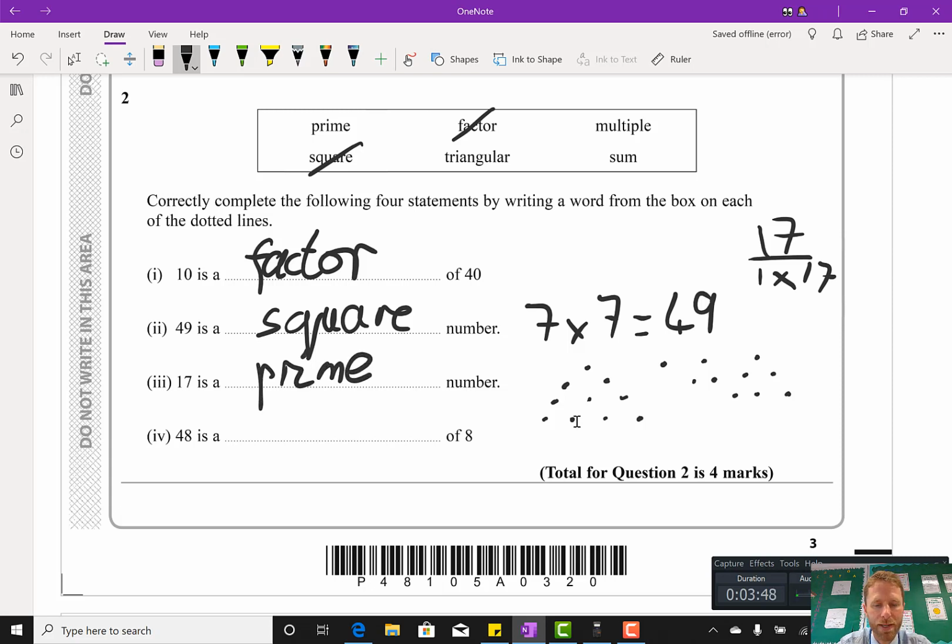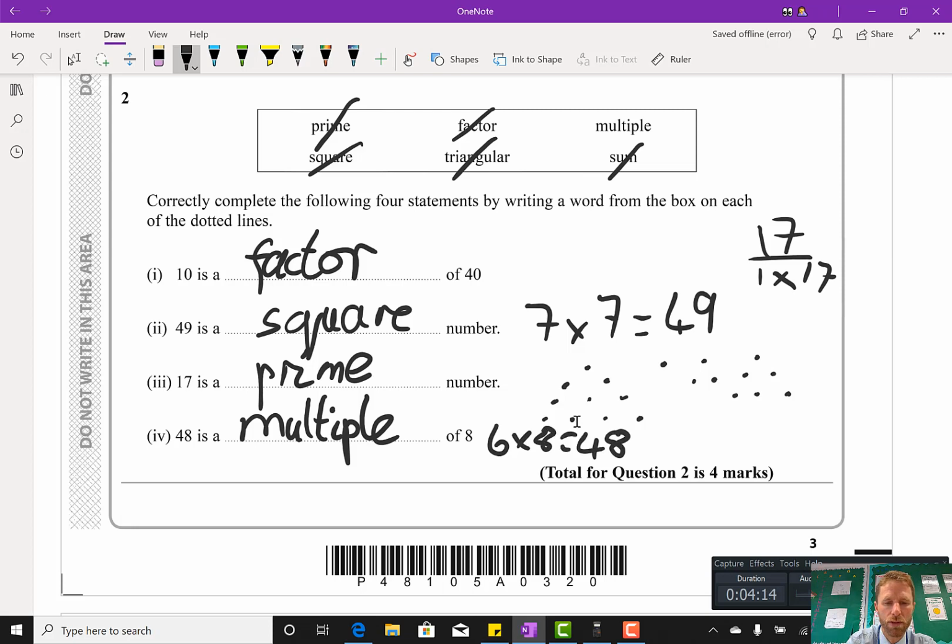So 48 is a what of 8? Well, prime's gone, so it's either triangular of 8, which doesn't make any sense, so I'm going to rule that out. A sum of 8, well, sum means sum of more than one number added together, which hasn't happened here, which means we must be left with multiple. Because 48 is in the 8 times table. 6 multiplied by 8 is 48.